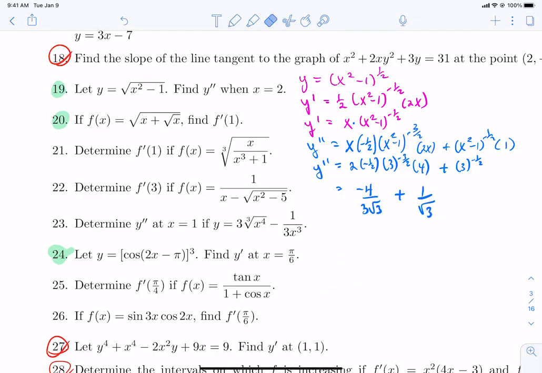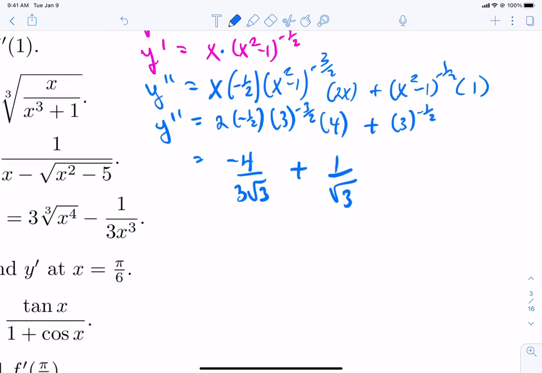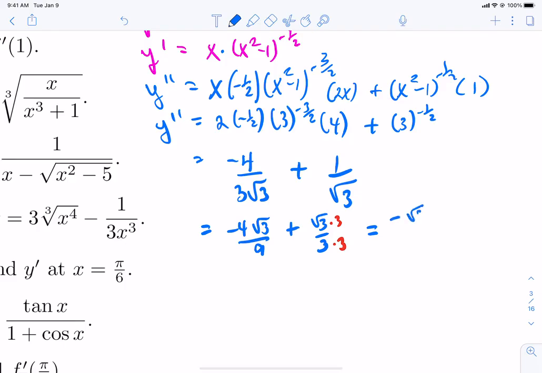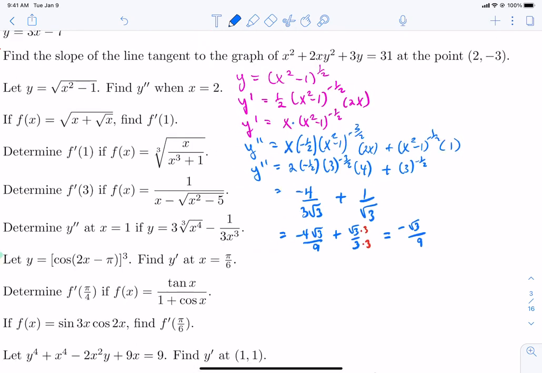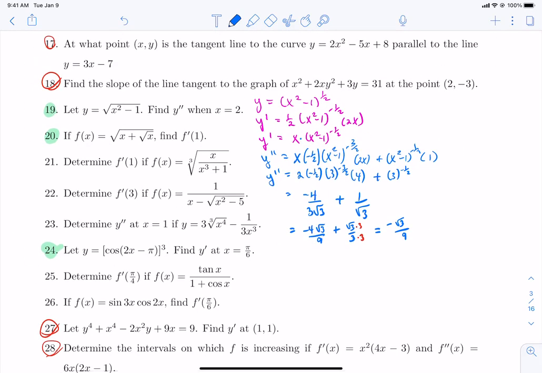Okay, so let's rationalize that. So that's negative 4 square root of 3 over 9 plus square root of 3 over 3. Get a common denominator by multiplying this by 3 on top and bottom. And so we get negative 4 square root of 3's plus 3 square root of 3's is negative 1 square root of 3 over 9. Okay, so that is problem 19.